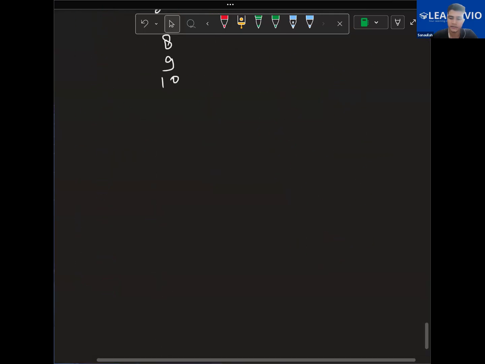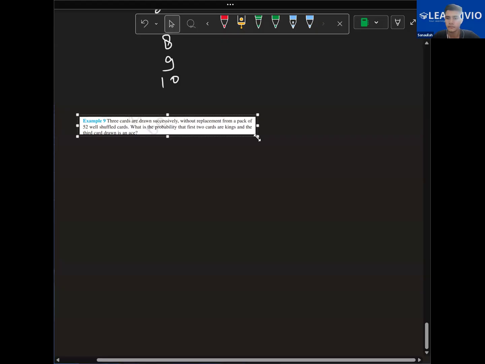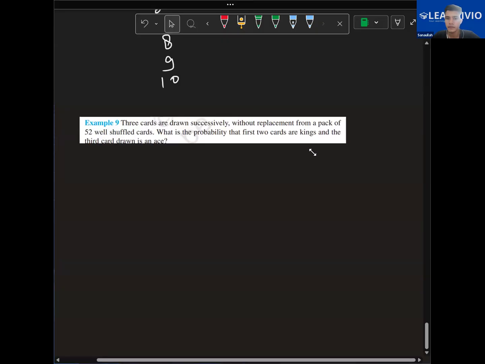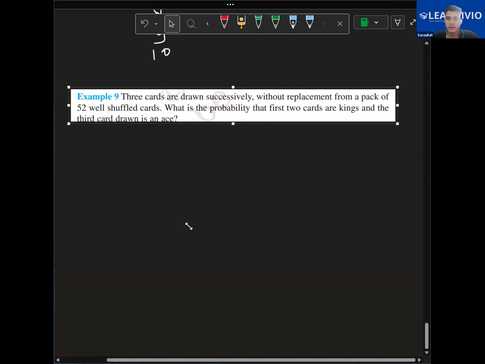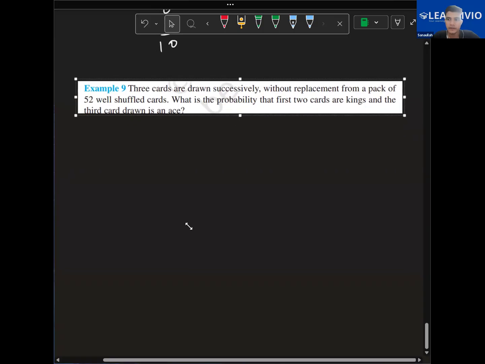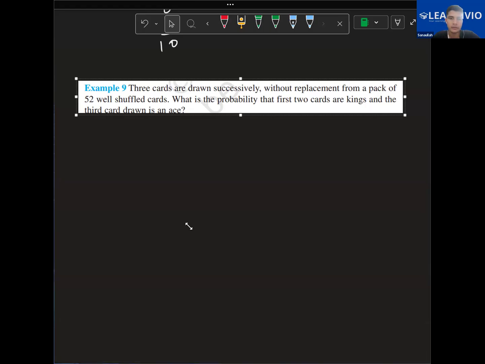Now let's do a question on this. Three cards are drawn successively without replacement from a pack of 52 well shuffled cards. Well shuffled means there is no biasing. है ना? What is the probability that the first two cards are king and the third card drawn is an ace?